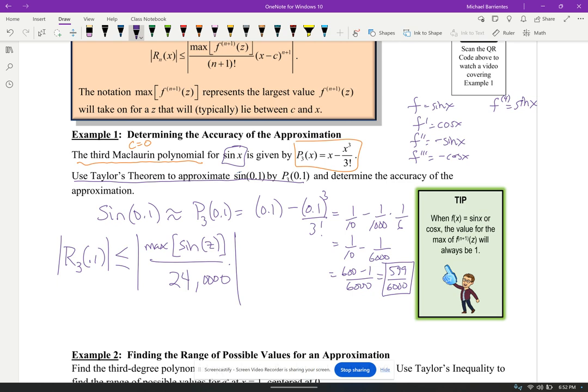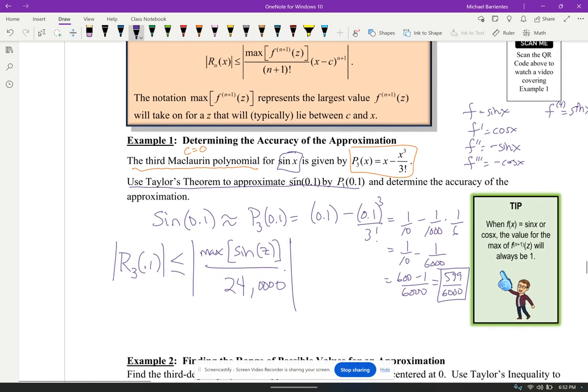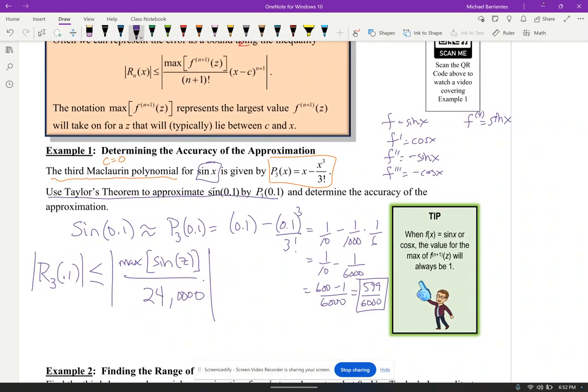Now remember, we were told z had to be in a specific range, right? Where can I write it? I guess I'll write it over here. Z had to be between my center point and my x value. Well, that's a lot of numbers in between 0 and 0.1 because I can choose any decimal, and I'm looking for the maximum. Hmm. Well, now I'm a little bummed because how do I find the maximum of sine of z?